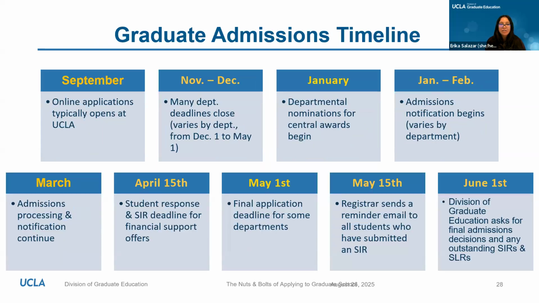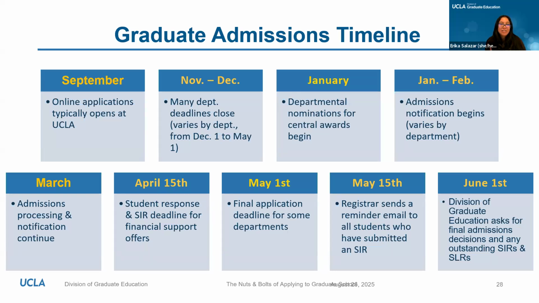Now here is a graduate admissions timeline. And again, I'm going to emphasize that this graduate admissions timeline is specific to UCLA. So I encourage you to reach out to your graduate program of interest, if it's not at UCLA, to make sure that you are following their deadlines and their timeline. Typically at UCLA, our online applications open in September. From November to May, we have various department deadlines. So the graduate program that you are interested in may have a different deadline from another graduate program that you're interested in. So make sure that you are checking those deadlines on our website, grad.ucla.edu, to make sure that you are on top of it.